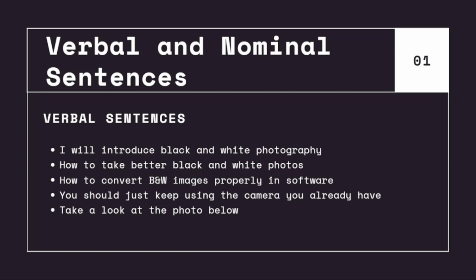Verbal and nominal sentence. Verbal sentence. 1. I will introduce black and white photography. 2. How to take better black and white photos. 3. How to convert black and white images properly in software. 4. You should just keep using the camera you already have. 5. Take a look at the photo below.